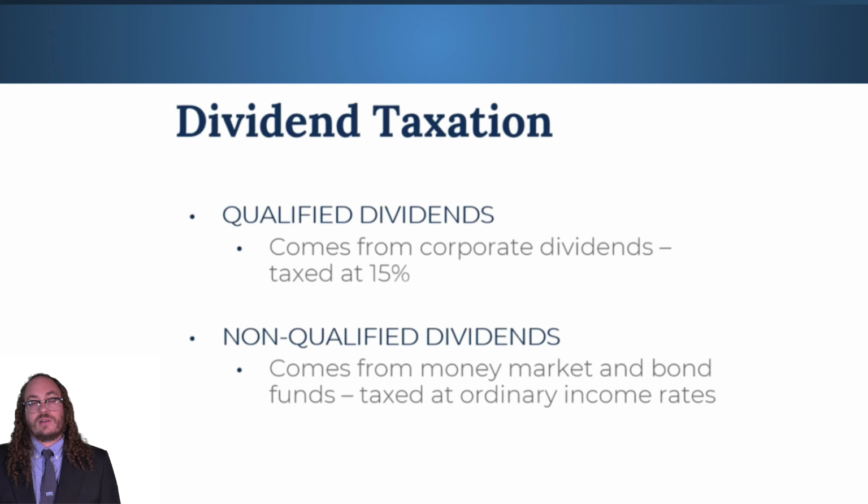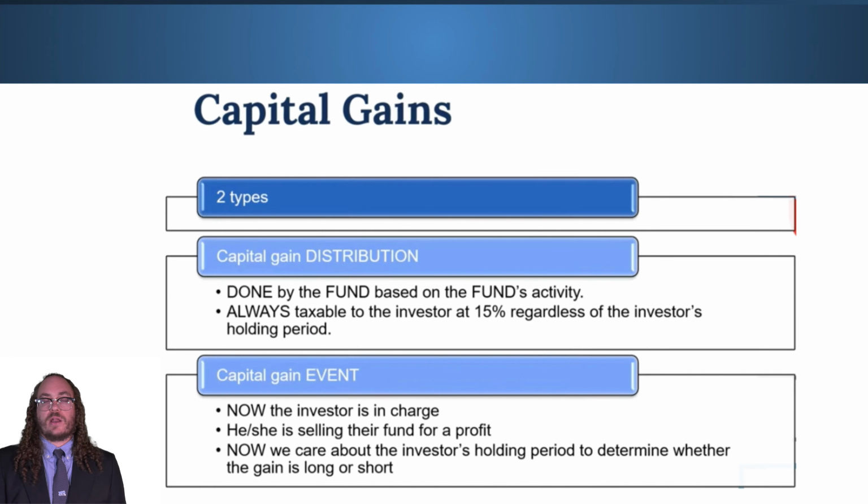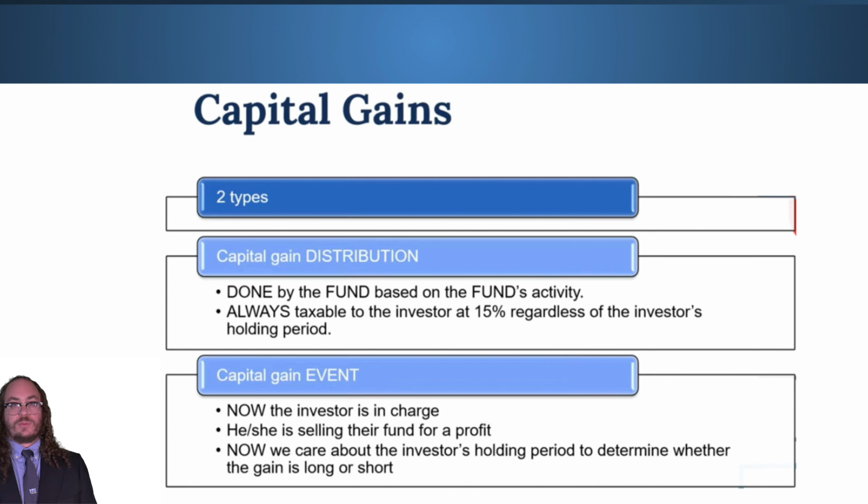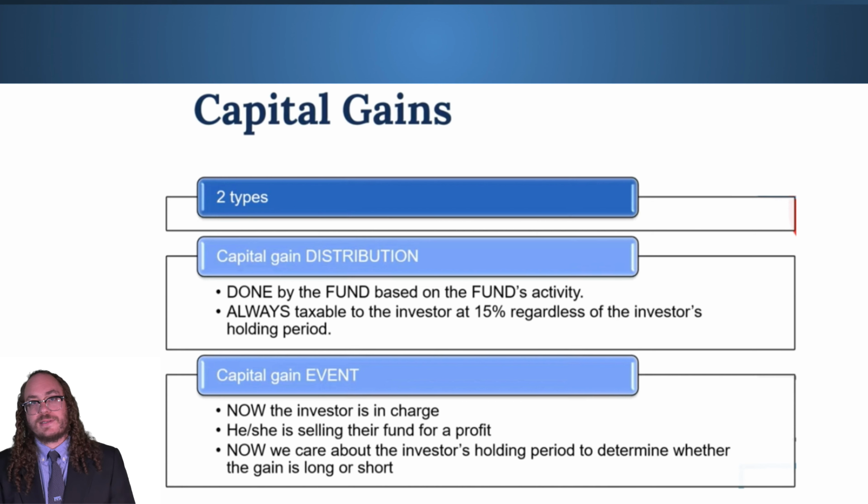Dividend taxation: qualified dividends come from corporate dividends and are taxed at 15%. Non-qualified dividends come from money market and bond funds, taxed at ordinary income rates. There are 2 types of capital gains. A capital gain distribution is done by the fund based on the fund's activity. We always assume it's taxable to the investor at 15%, regardless of the investor's holding period.